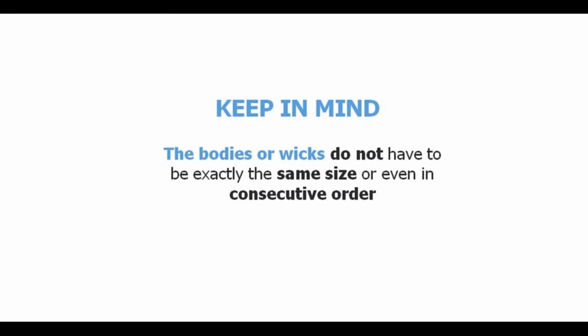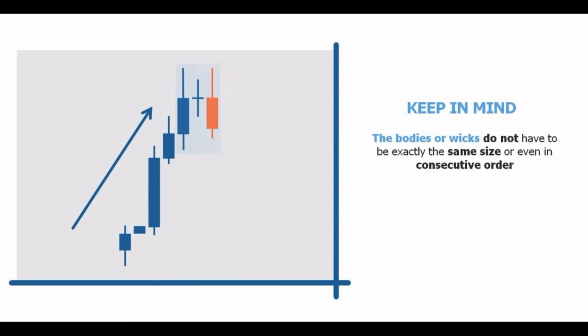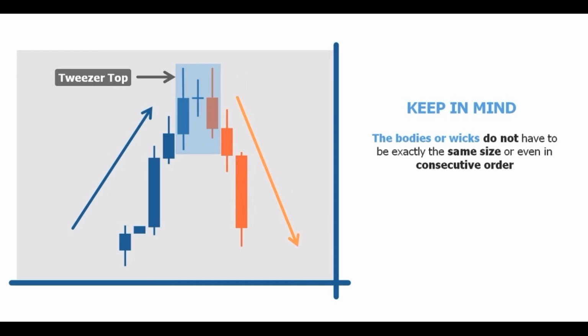Keep in mind that the bodies or wicks do not have to be exactly the same size or even in consecutive order. Here we see a tweezers pattern with a candlestick in between. The important aspect when looking for a tweezers pattern is two wicks with equal highs or lows, indicating that either the buyers or the sellers were eventually overcome after a trend, indicating a potential reversal.